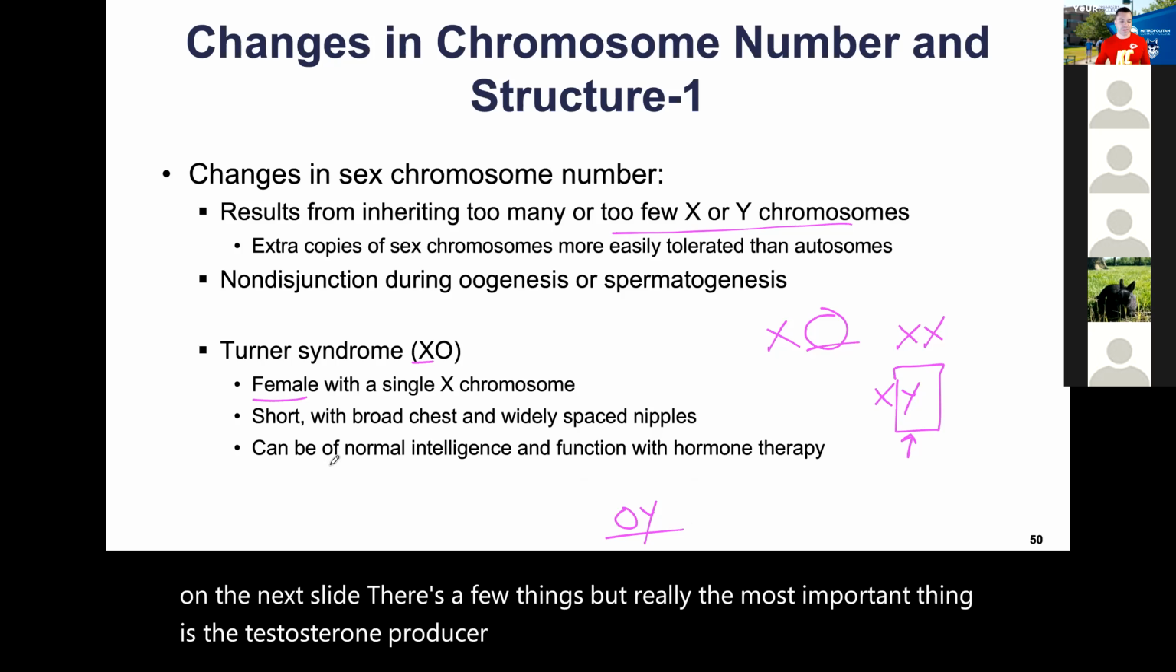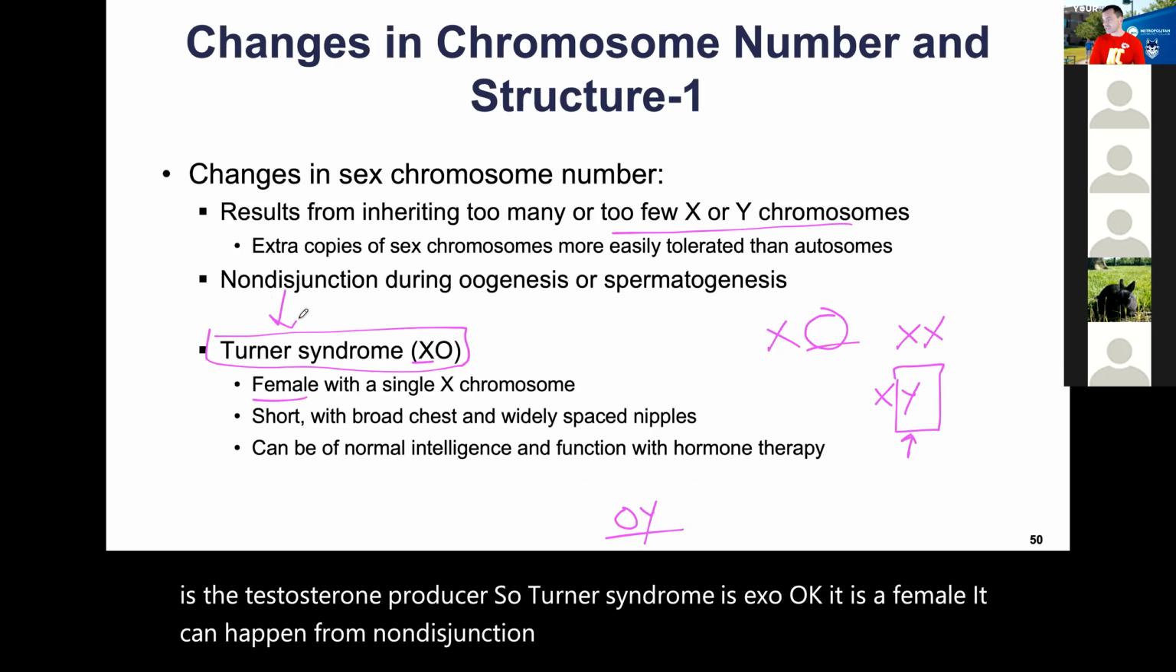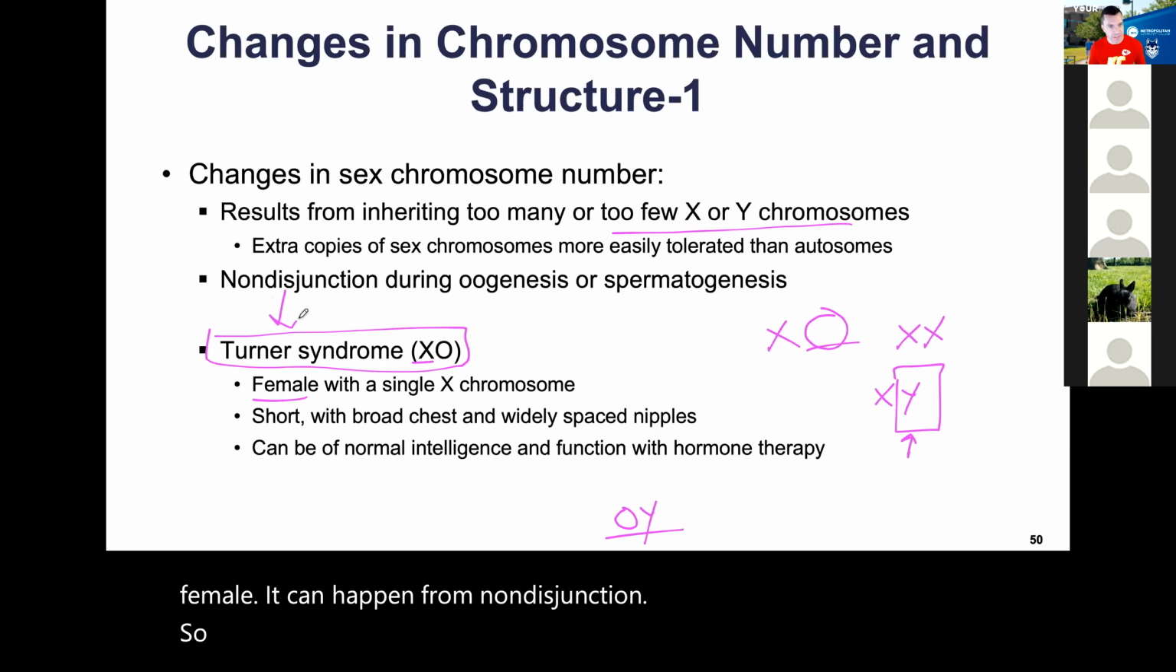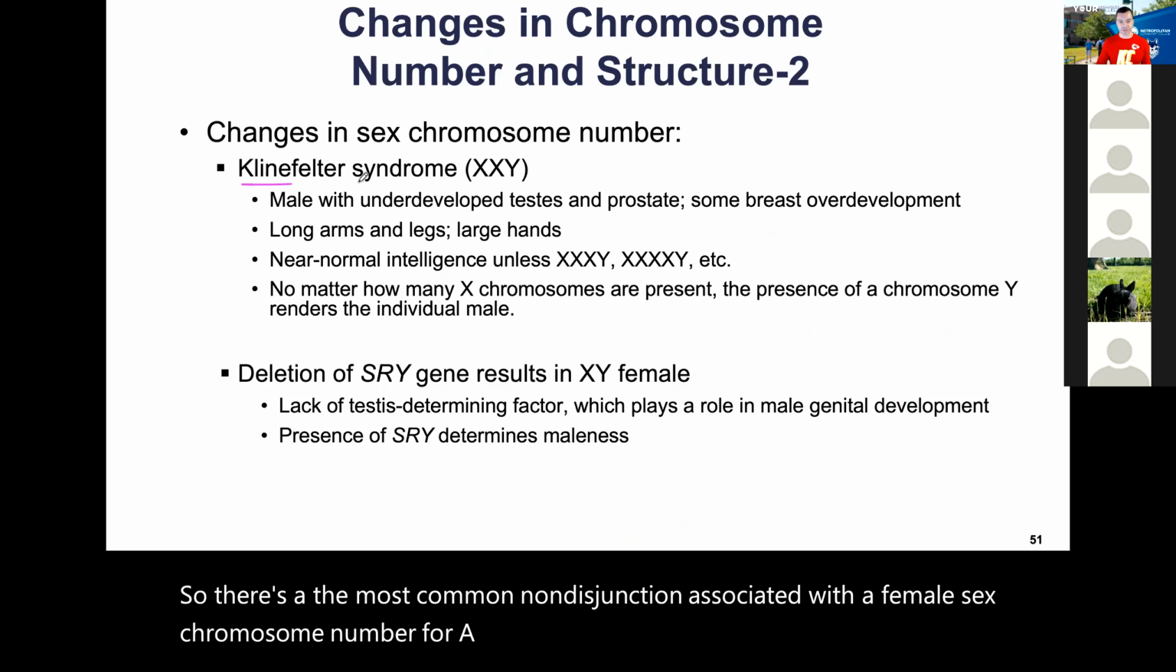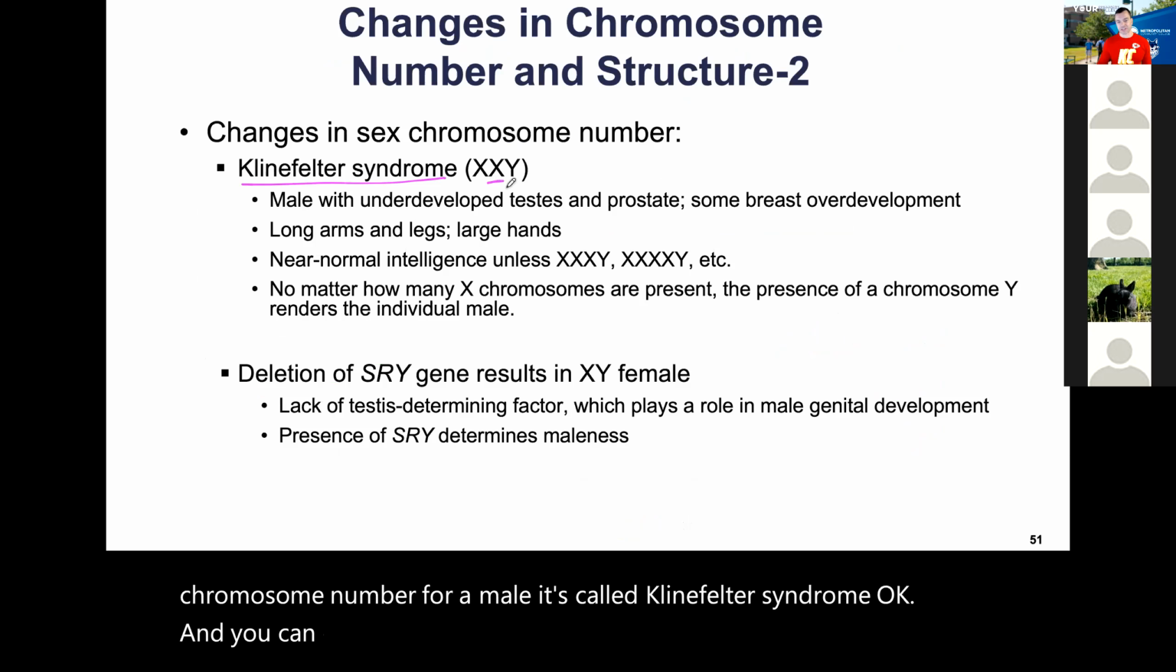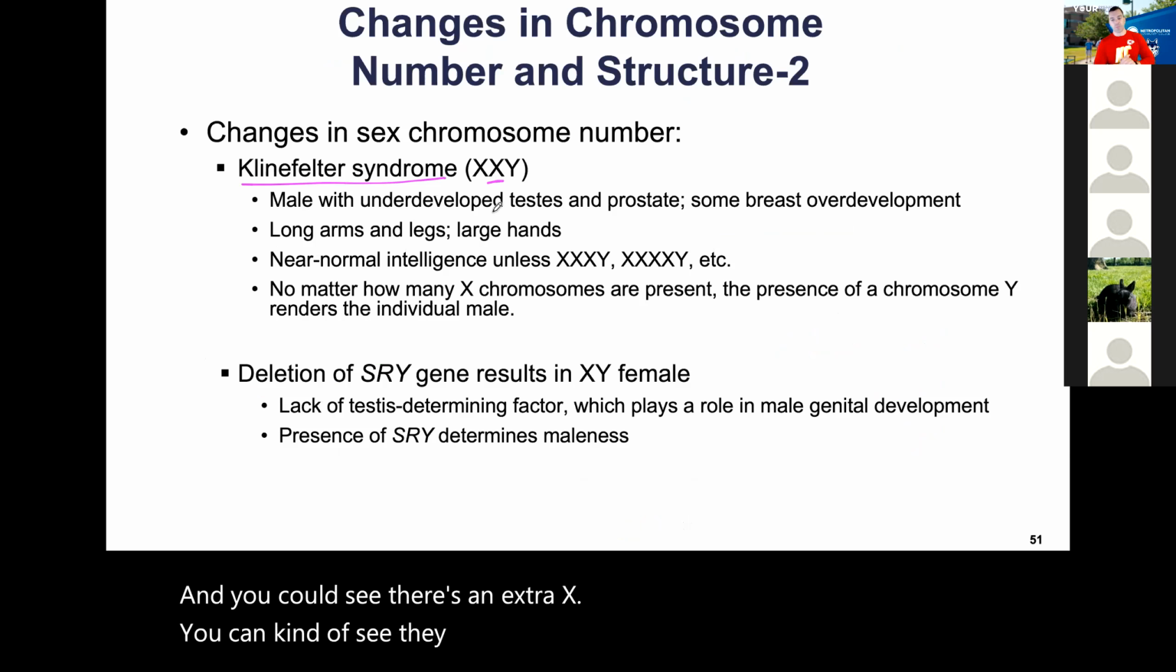So Turner syndrome is XO. It is a female. It can happen from non-disjunction. That's the most common non-disjunction associated with a female sex chromosome number. For a male, it's called Klinefelter syndrome. And you can see there's an extra X. They can produce some really crazy chromosomal situations there.